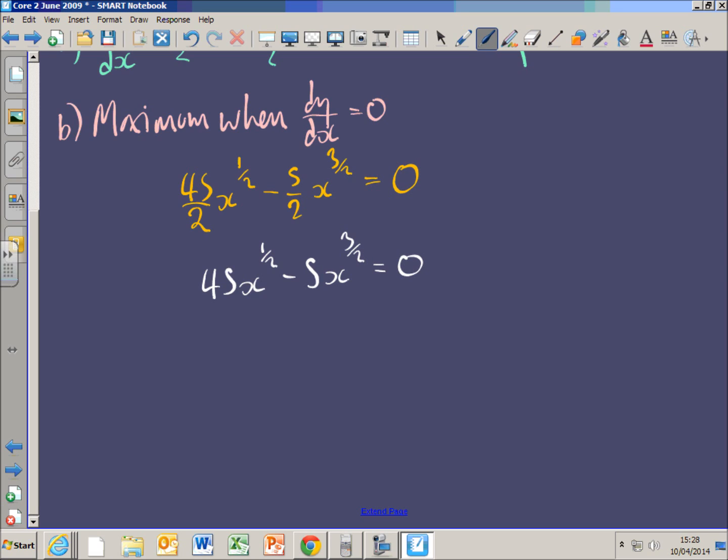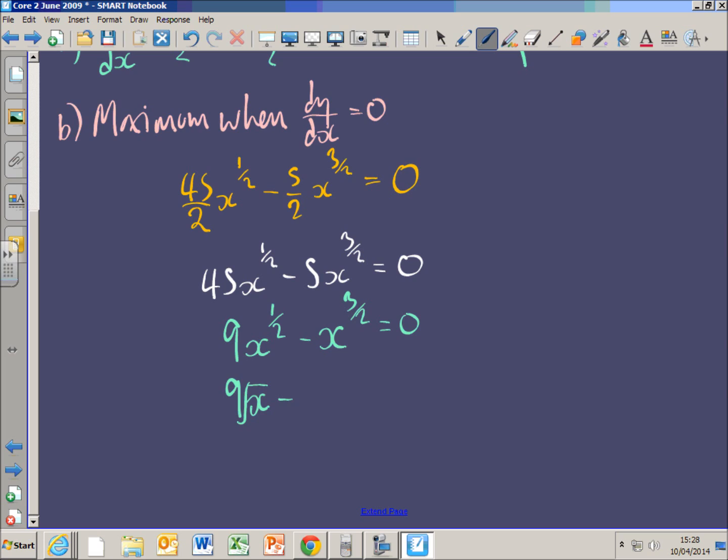Right, next step. I've changed 45x to the half into 45 root x. You're going to change the indices to roots, right? Say again. Divide by 5. Divide by 5? You can do that. All right, we can divide by 5, and then we'll do what Sean said, which was we'll change these to roots. For some reason, people find it easier to differentiate when they're indices, but find it easier to solve when they're like this.